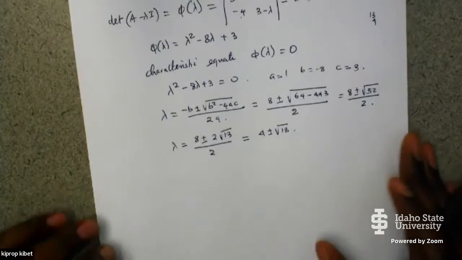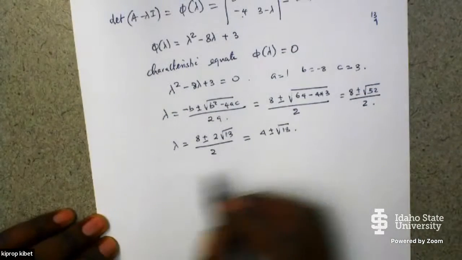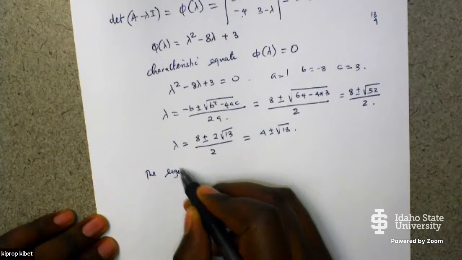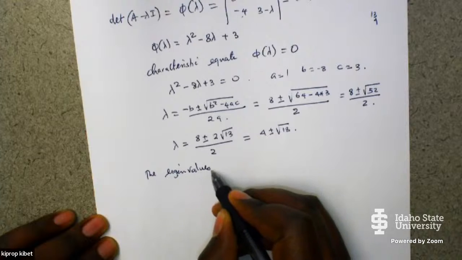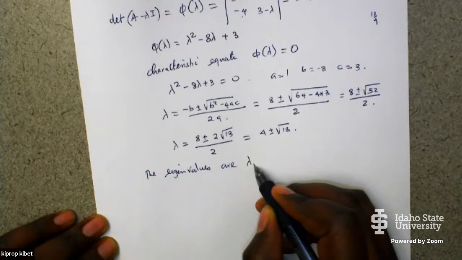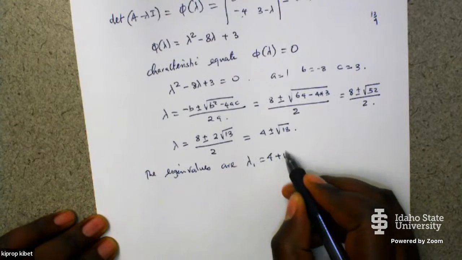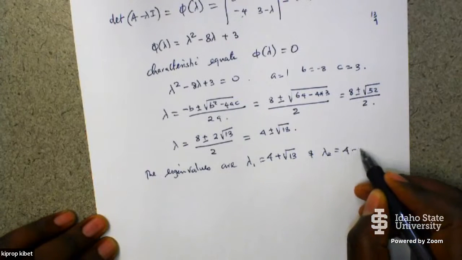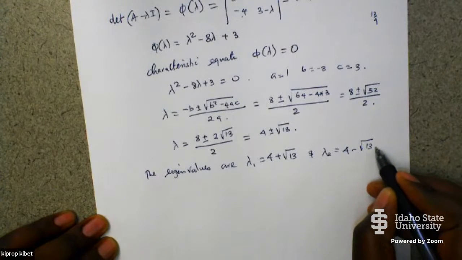So finally, the eigenvalues are lambda 1 equals 4 plus the square root of 13, and lambda 2 equals 4 minus the square root of 13.